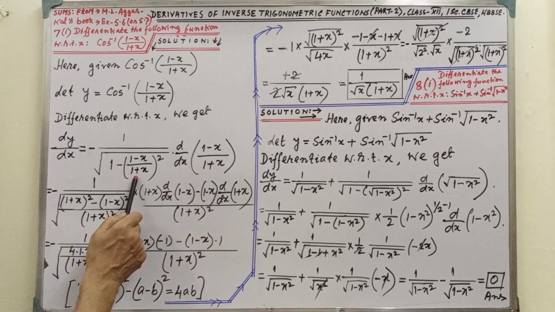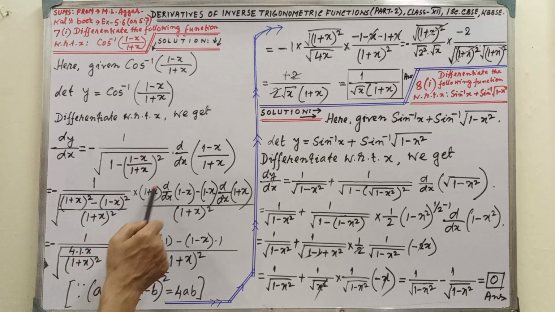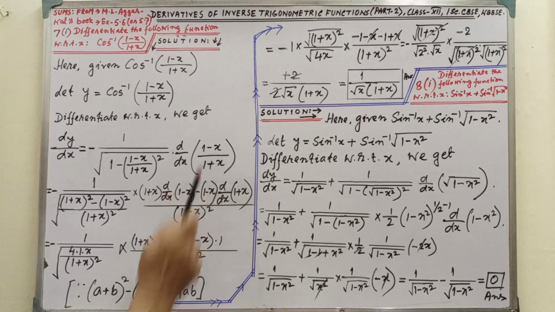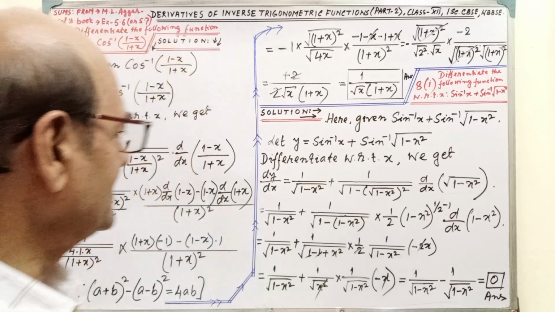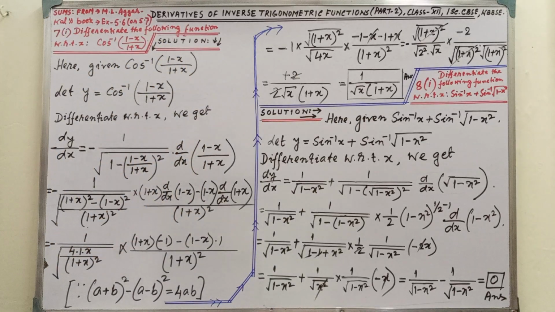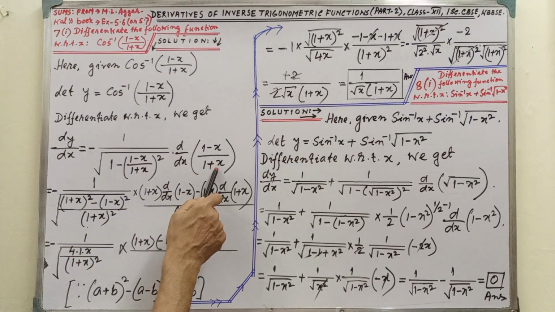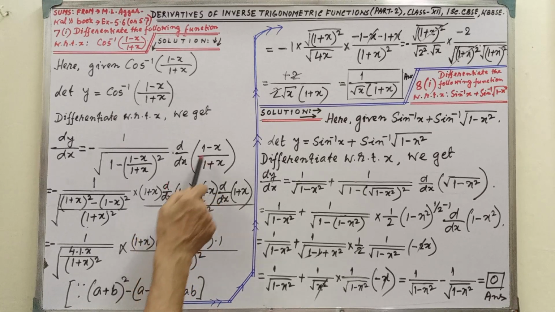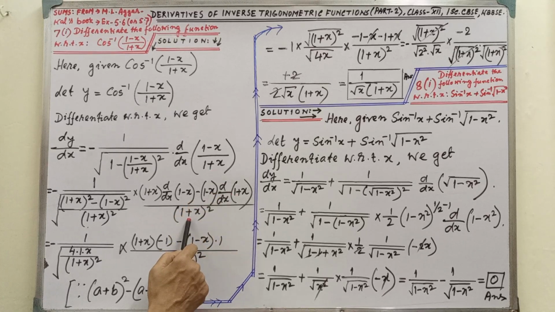By simplification, that is LCM, (1 plus x) whole square, and here 1, so (1 plus x) whole square minus (1 minus x) whole square. And this we have to differentiate by u by v. Yes, Shubho, u by v. That is v unchanged, 1 plus x unchanged, differentiation of this minus this unchanged, differentiation of this, by (1 plus x) whole square. Now we have to simplify, and this we have to differentiate again.